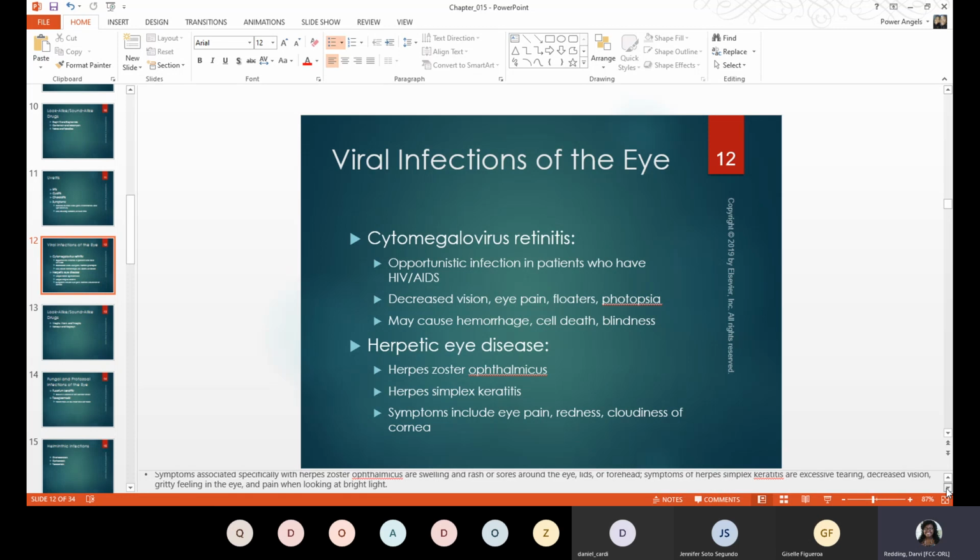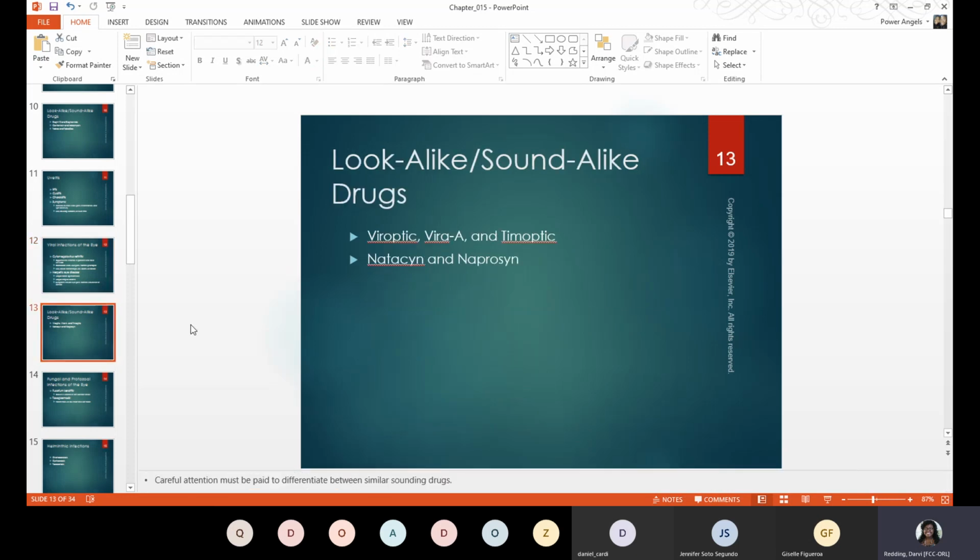So now that I've talked about some of the viral infections of the eye, we'll next learn about some of the look-alike, sound-alike drugs of viral medication for the eyes. So some of those examples are Viroptic, Vira-A, and Timoptic. All of those are different. They sound similar, but you want to pay very close attention.